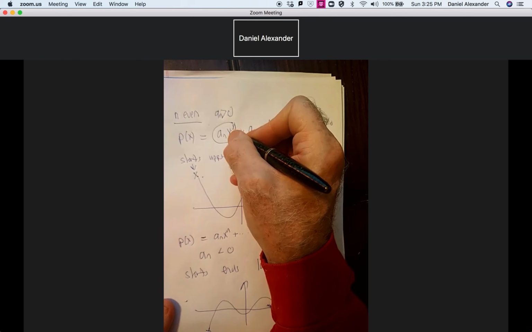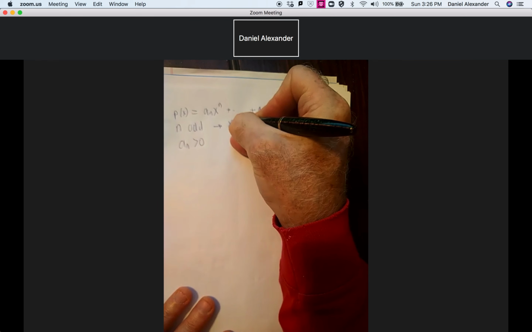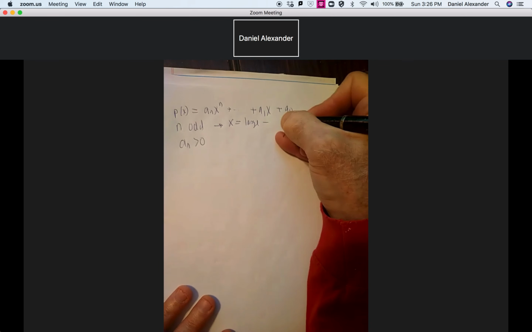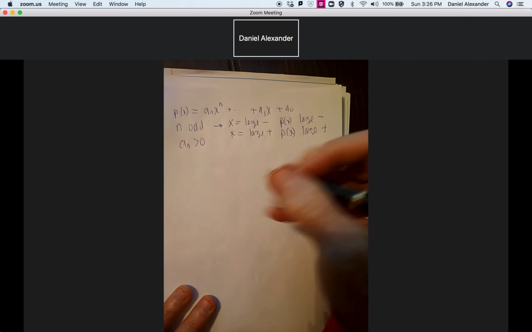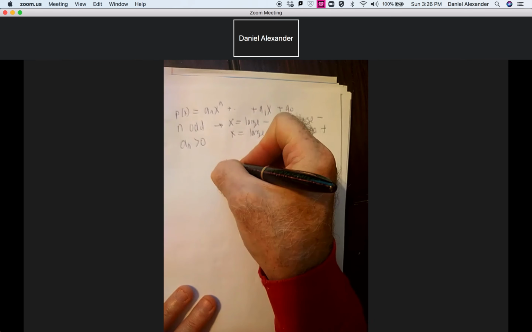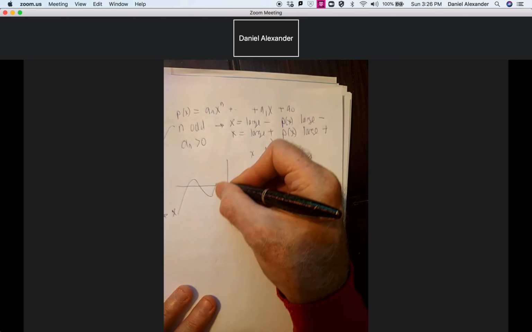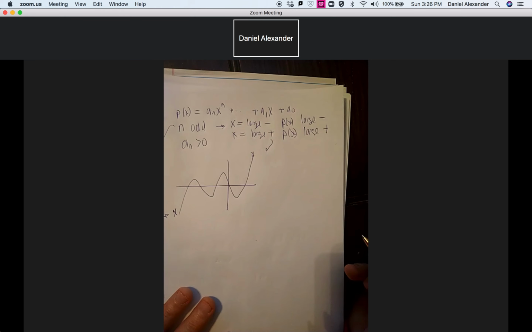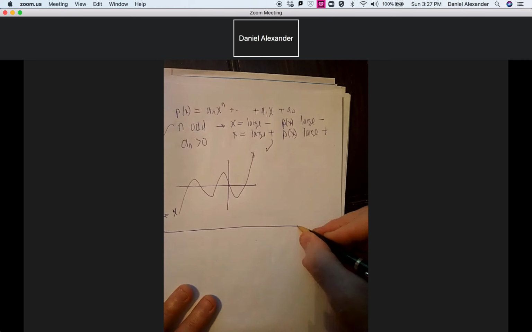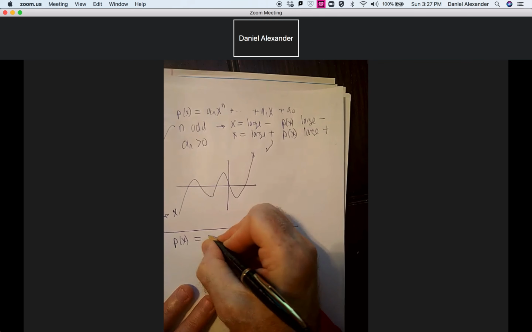So what happens when n is odd is, if x is a large negative, then P of x is a large negative. If x is a large positive, P of x is going to be a large positive. And so the graph here will look something like this. It'll start low and end high. So the graph could look like this, could go up and down and then come back up. Okay.